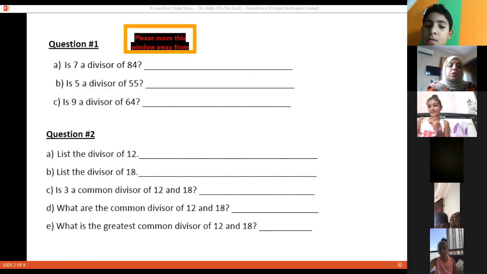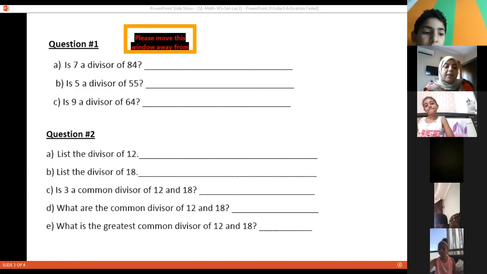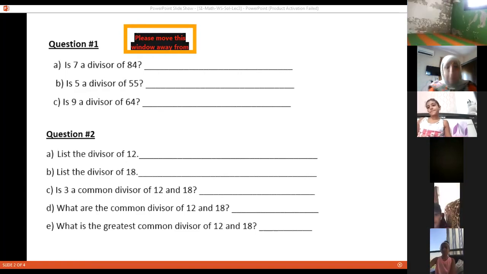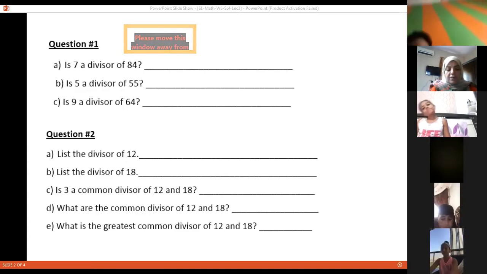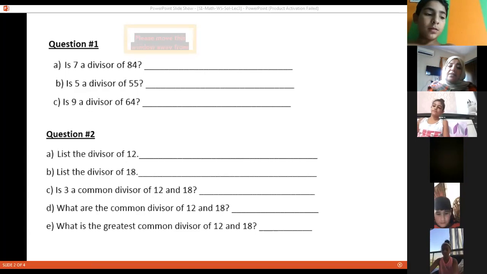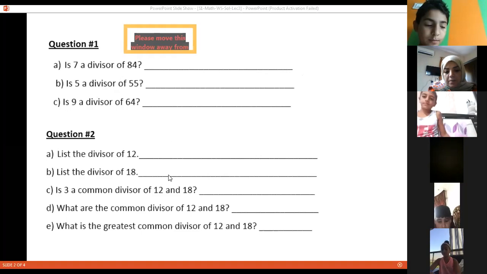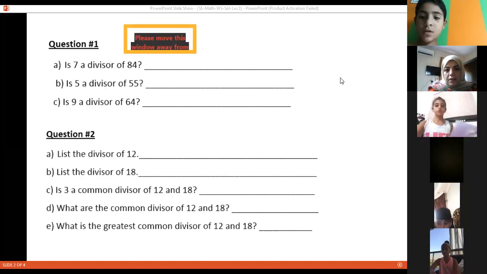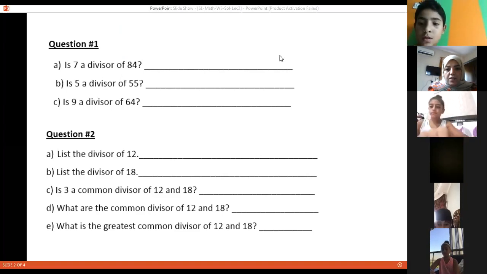Excellent, Lana. So in order to know that a certain number is divisible by another number, we try to find a number that, if we multiply it by 7, we get 84. If we find a number, then 7 is a divisor. If there is no number, then 7 is not a divisor. As Lana said, 7 times 12 is 84. So yes, 7 is a divisor of 84. Does anyone have any question about this question? If you have any question, just raise your hand.